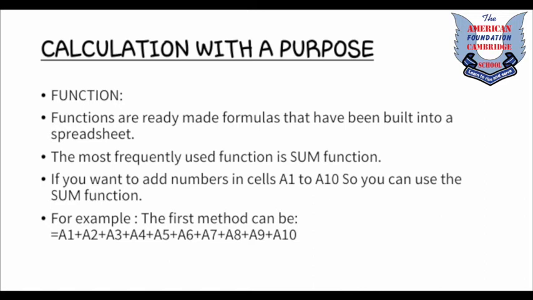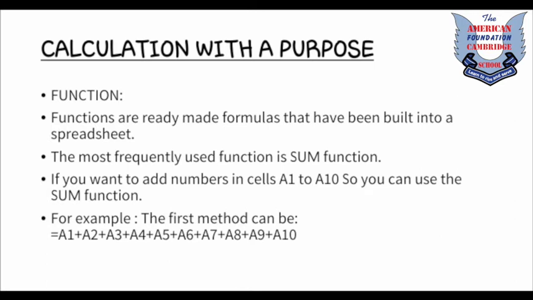If you want to add numbers in cells A1 to A10, you can use the sum function. For example, the first method can be A1+A2+A3 up to A10. This is the first way to get the answer. For example, if you have typed 10 numbers in 10 cells, the first number in A1, the second in A2, and so on till A10, and you want to add all these numbers.